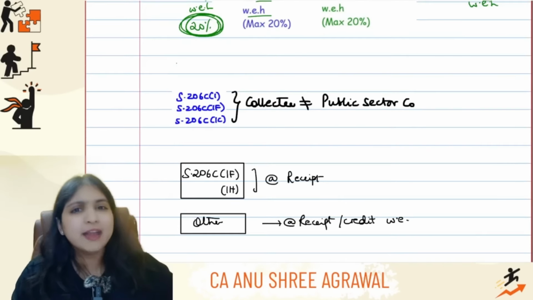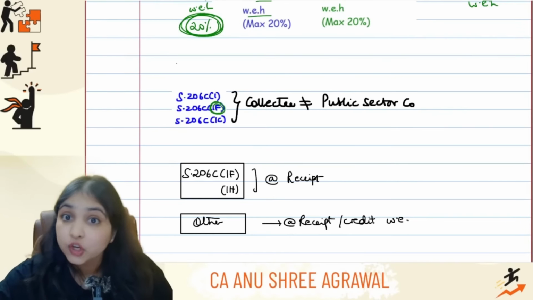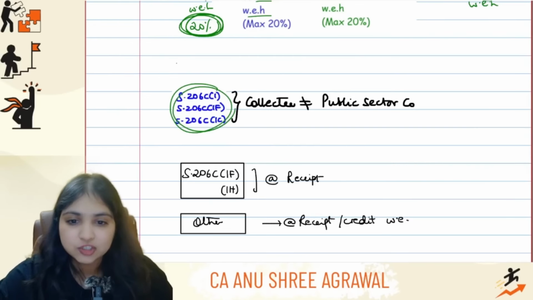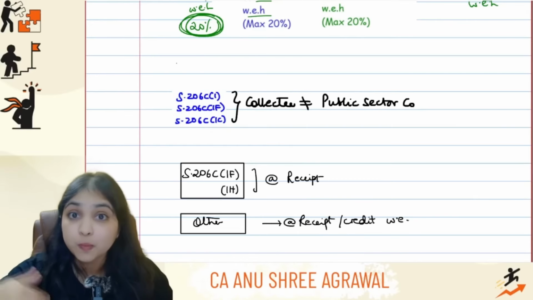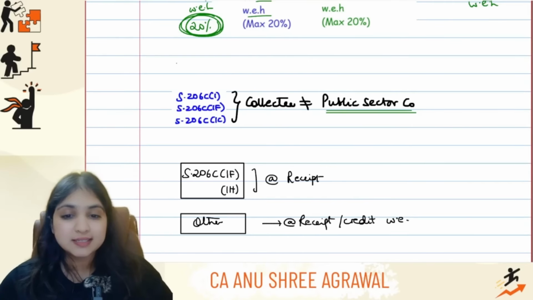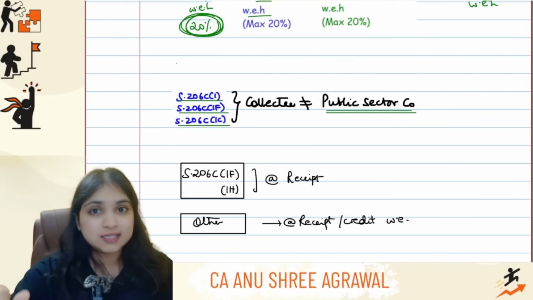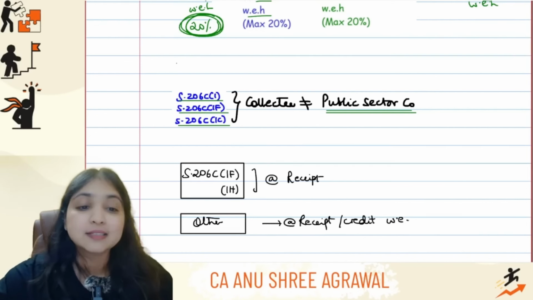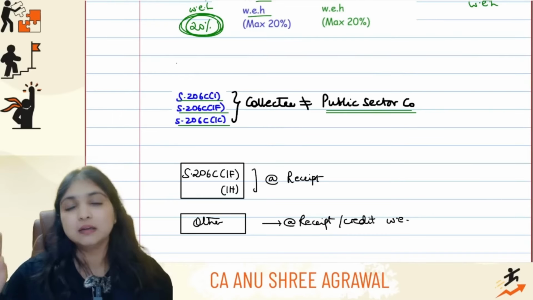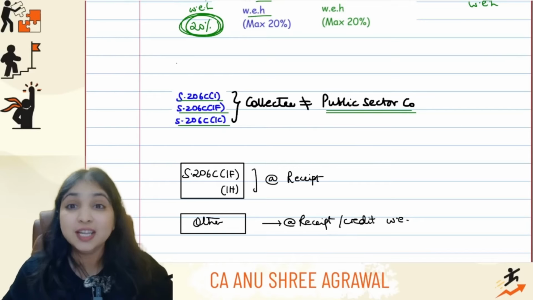Okay, that's all. And one last point, in 206C1, your atoms section, 206C1F, your motor vehicle section, 206C1C, lease or license section. In these sections, the collectee, basically the person from whom you're collecting tax, that person should not be a public sector company. Okay, 3 sections I'm talking about: 206C1 atoms, 206C1F motor vehicles, 206C1C lease or license. In all of these 3 sections, the person from whom you're collecting tax, that person should not be a public sector company. Alright, with this, your entire TCS discussion is completed.